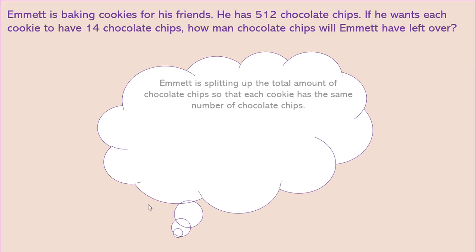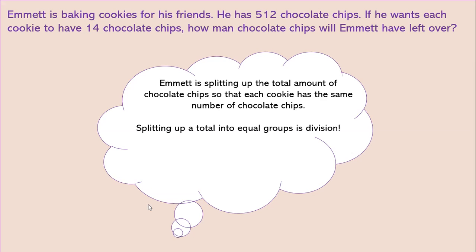So let's think. Emmett is splitting up the total amount of chocolate chips so that each cookie has the same number of chocolate chips. He's splitting these up evenly. So splitting up a total into equal groups is division. We're going to be dividing. Here, we see that he has a total of 512 chocolate chips that he's going to be splitting up. So our dividend is 512. He's putting 14 chocolate chips on each cookie, so our divisor is 14.